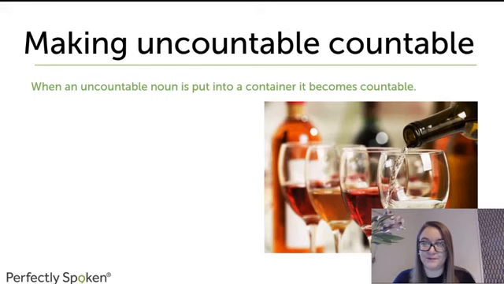Okay, so this helps us to make uncountable nouns countable. When an uncountable noun is put into a container, it becomes countable. Let's look at an example.